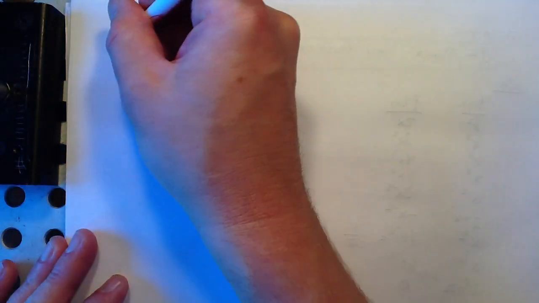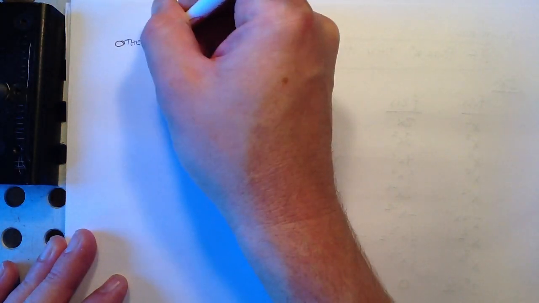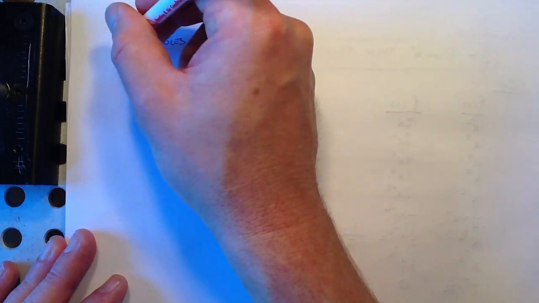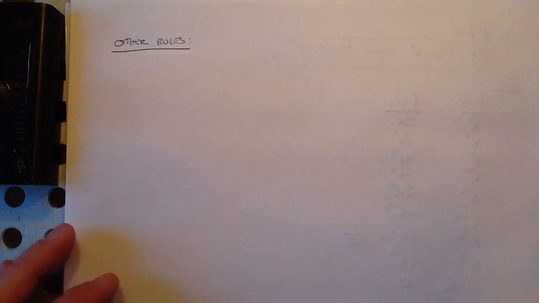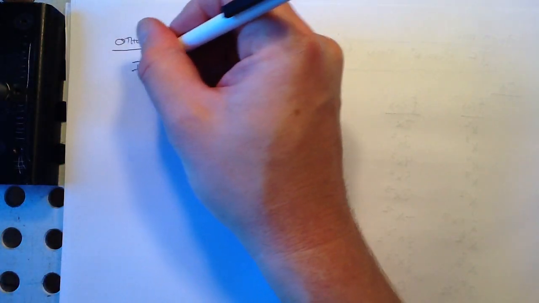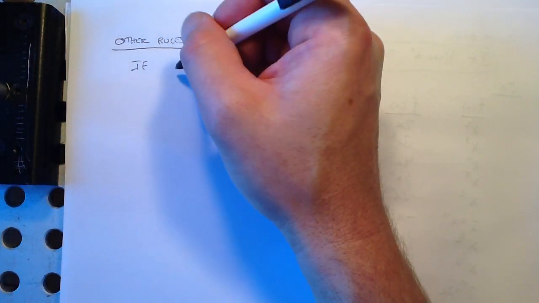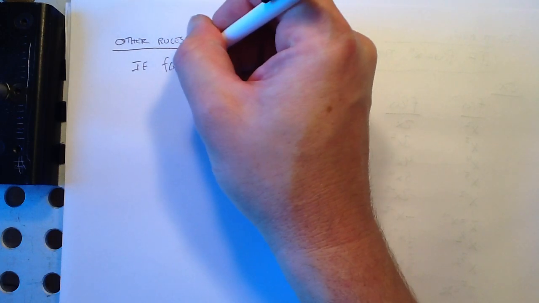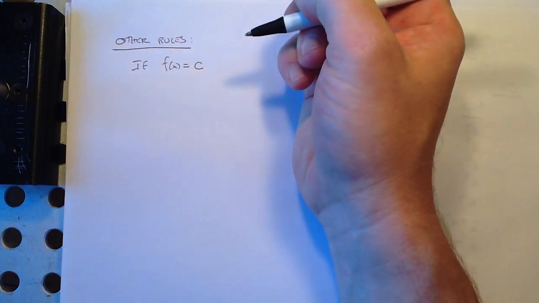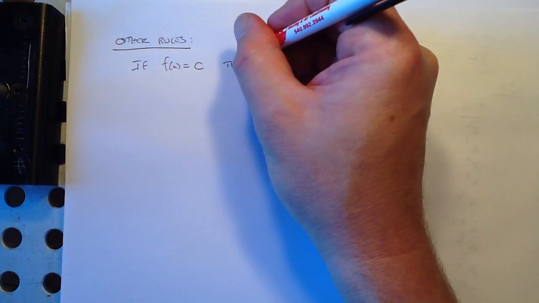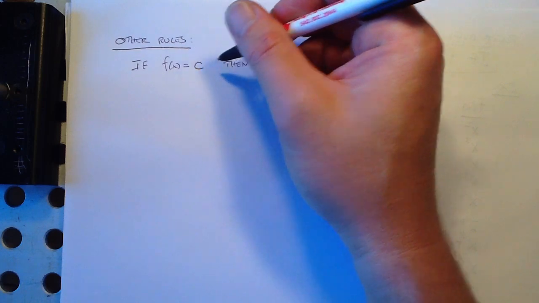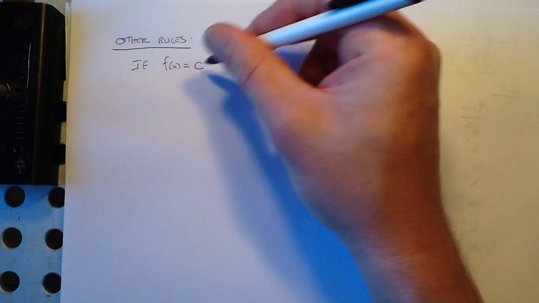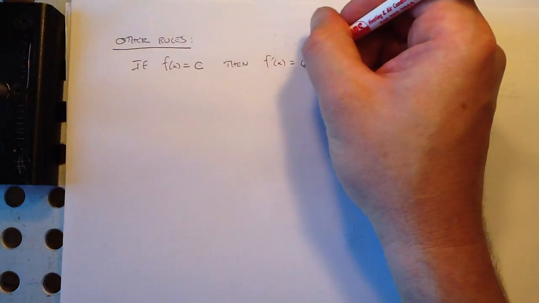Which brings us to the next part of what we want to talk about here. Other rules. These are all pretty common sense, but I think it makes sense for us to spell them out. So, first, we'll call this the constant rule, if you want to give it a name. If f of x is just equal to some number, we'll call it c, a constant, then the derivative of a constant function, which would be a horizontal line, is always 0. Doesn't matter what the number is, the slope is 0.